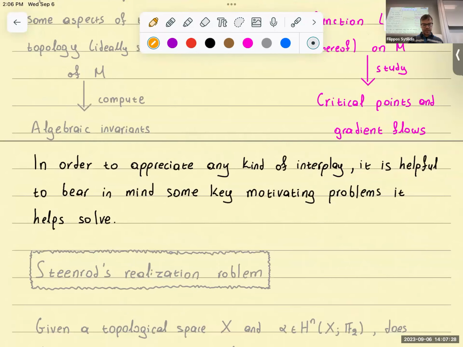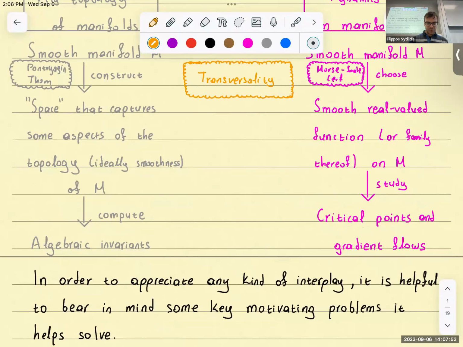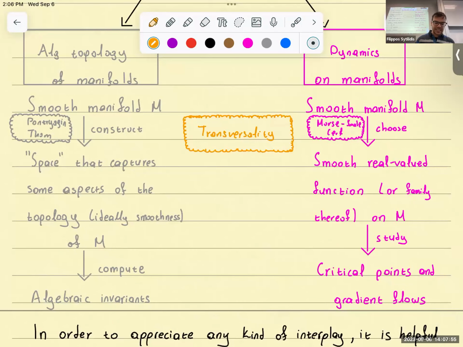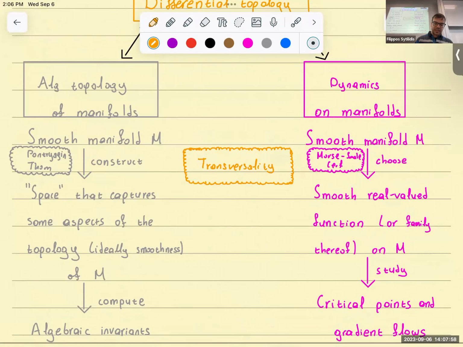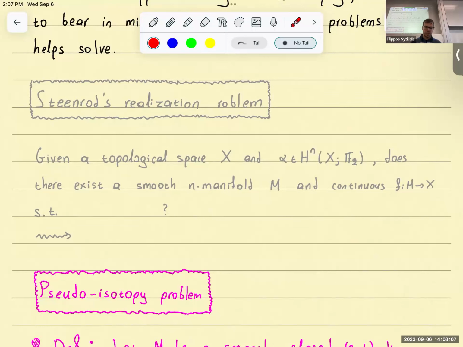One thing that I should say is that if one wants to appreciate any kind of interplay between two fields of mathematics, it's very useful, for me at least, to have in mind a specific motivating problem that gets translated from one to the other, and you can now solve. We're not going to talk about this in any detail, but there is one motivating problem in this interplay that I'm a huge fan of, and it's actually the motivating problem that goes into Thom's work, this Steenrod's realization problem.